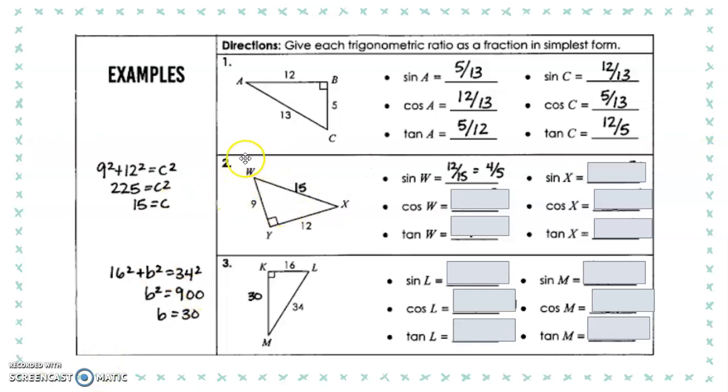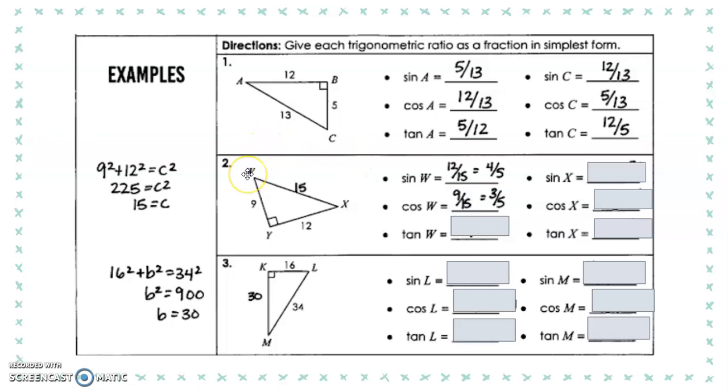We're going to do the cosine now from angle W. Cosine is adjacent over hypotenuse. So I'm going to do the adjacent side 9 over my hypotenuse of 15. 9 over 15 simplifies to 3 over 5.